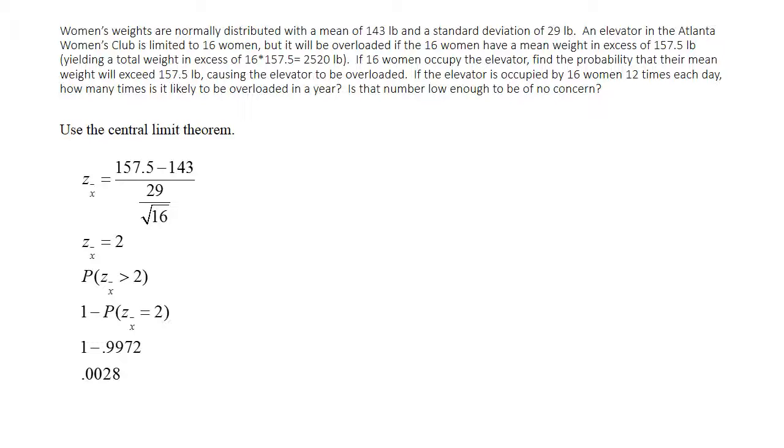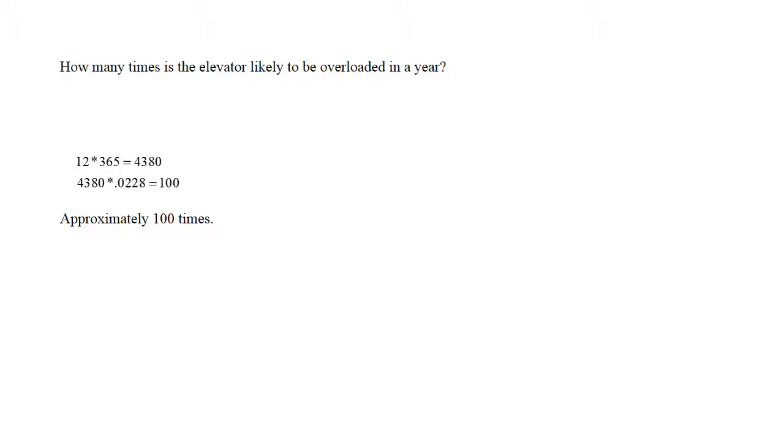A z-score of 2 gives an area or a probability of 0.9972. Now subtract 1 minus 0.9972. The probability is 0.0028. To answer the next question, how many times is the elevator likely to be overloaded in a year? Well, 12 times a day, the elevator is overloaded.